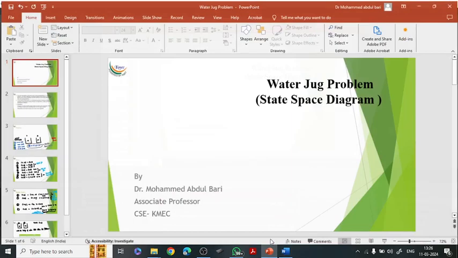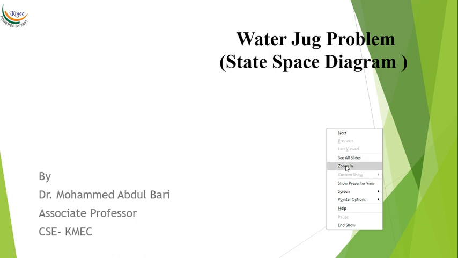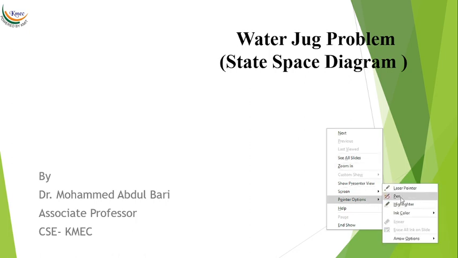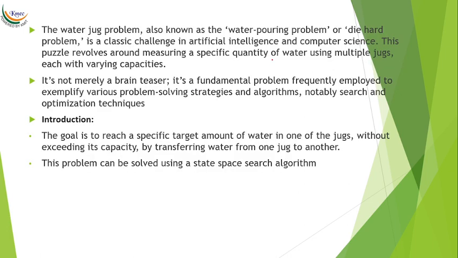Hello there. Today we are going to see about the water jug problem, which is also part of the state space diagram. This is the water jug problem, known as the water pouring problem or the Die Hard problem. It is a classic challenge for artificial intelligence and computer science.